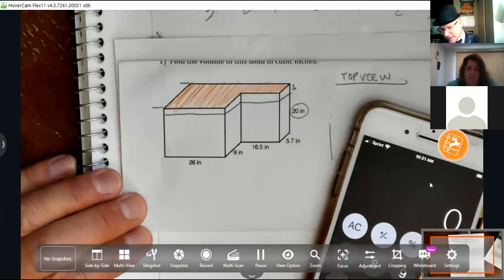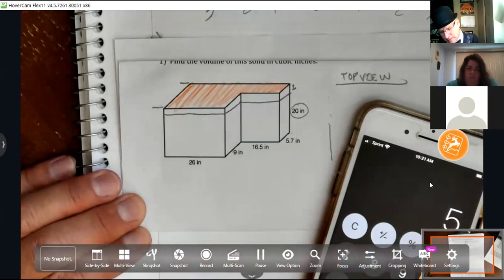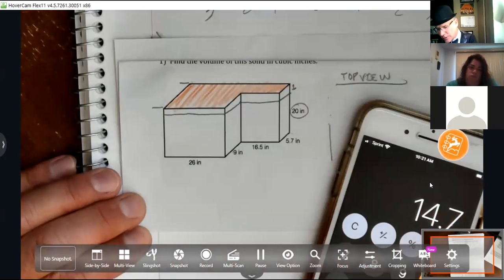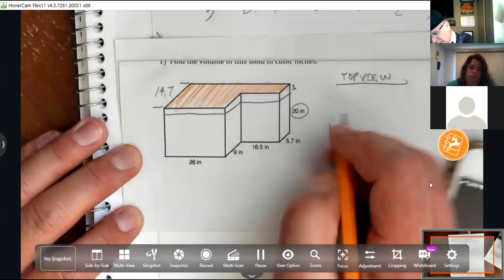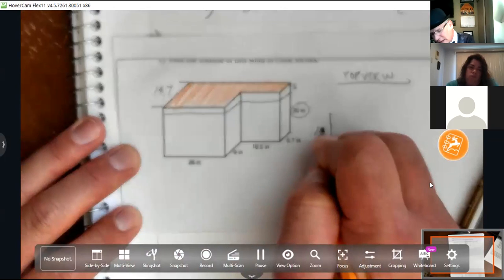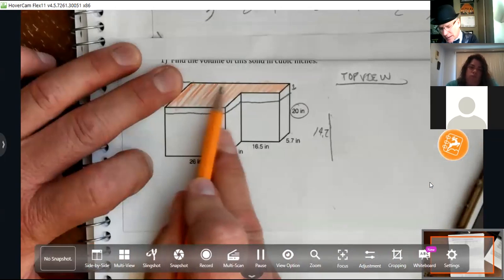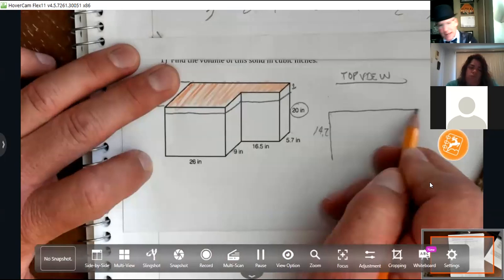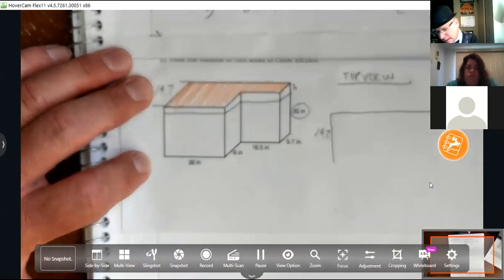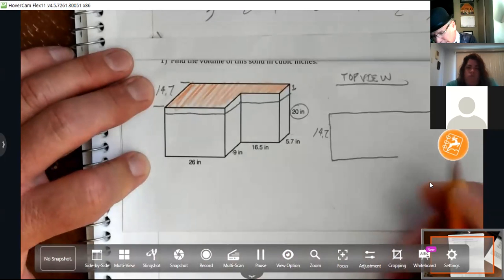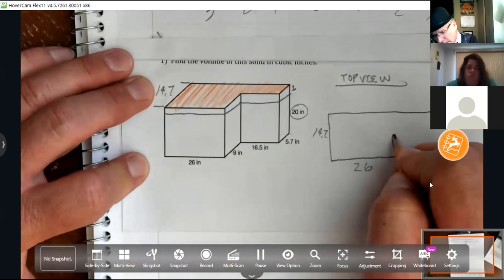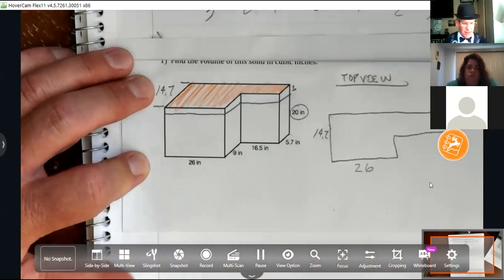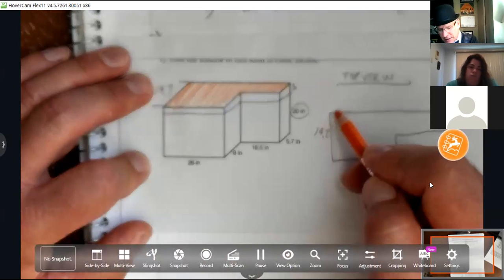So remember, take out your calculator. We're adding 9 plus 5.7. And that will give us this side right here of the orange guy. That's 14.7. So right here, I'm going to call this side right here 14.7. And we're going to go straight up and straight across the top because we're looking at it straight down from the top. This part right here is going to go 26. Then it goes up a bit. And it goes over. So can everybody see? We are now looking at the orange section right here.